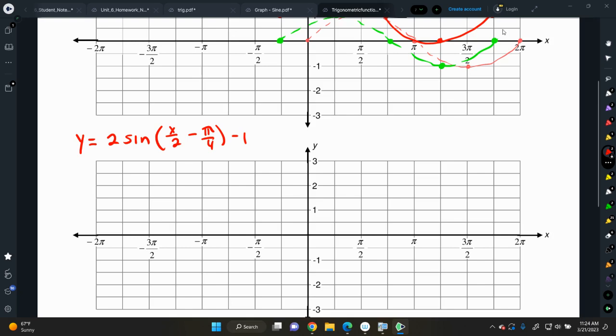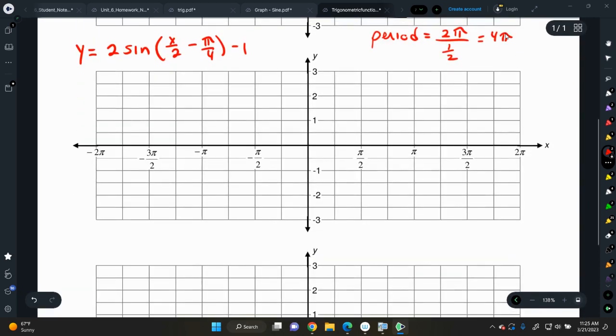But then I've got this x over 2, which affects what? The period. Okay, so let's figure out our period. The period is 2 pi over 1/2, which gives me 4 pi. So my period is 4 pi, and I have to change these numbers here. 4 pi. So this is 2 pi, pi, 3 pi. Okay, there's my period.